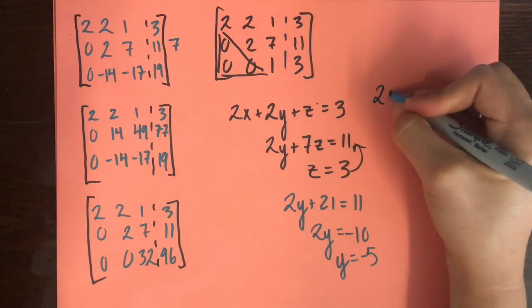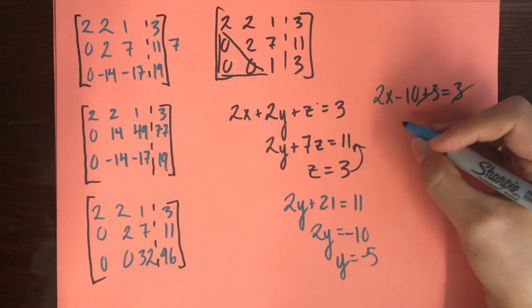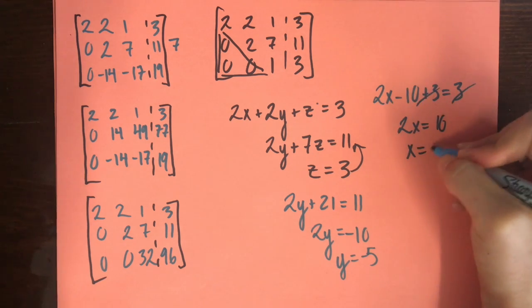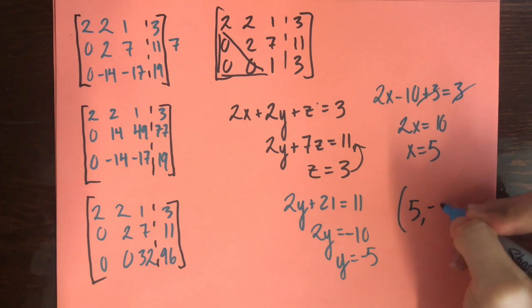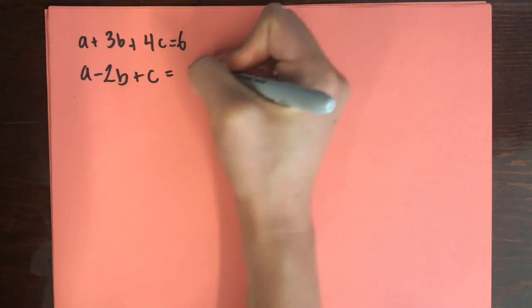So what I'm going to do is plug in z equals 3 into the second equation, solve for y, I get negative 5, and then I plug in negative 5 for y, 3 for z into the very first equation, and I end up getting x is equal to 5. So my total solution is 5, negative 5, 3. We're going to do another one.